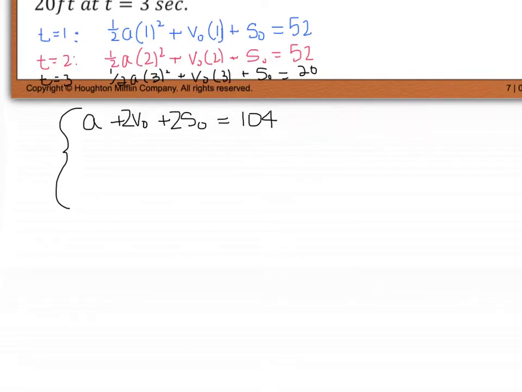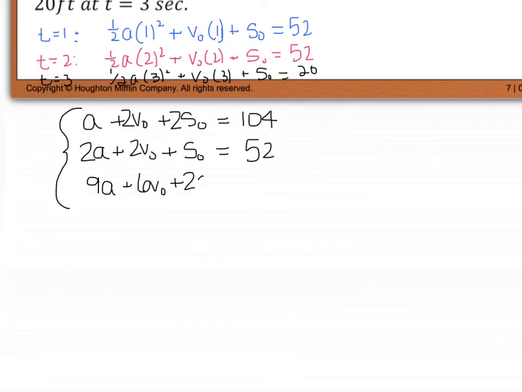Now in this case, everything's going to work out nicely for my second equation, because 1/2 of 4, because I have 2 squared, is just going to give me 2a plus 2v sub 0 plus 1s sub 0 equals 52. And when I get down to my third equation, I have 3 squared, which is 9, divided by 2, so I am going to want to multiply everything by 2 just to clear that out. So now that's going to give me 9a plus 6v sub 0 plus 2s sub 0 equals 40.